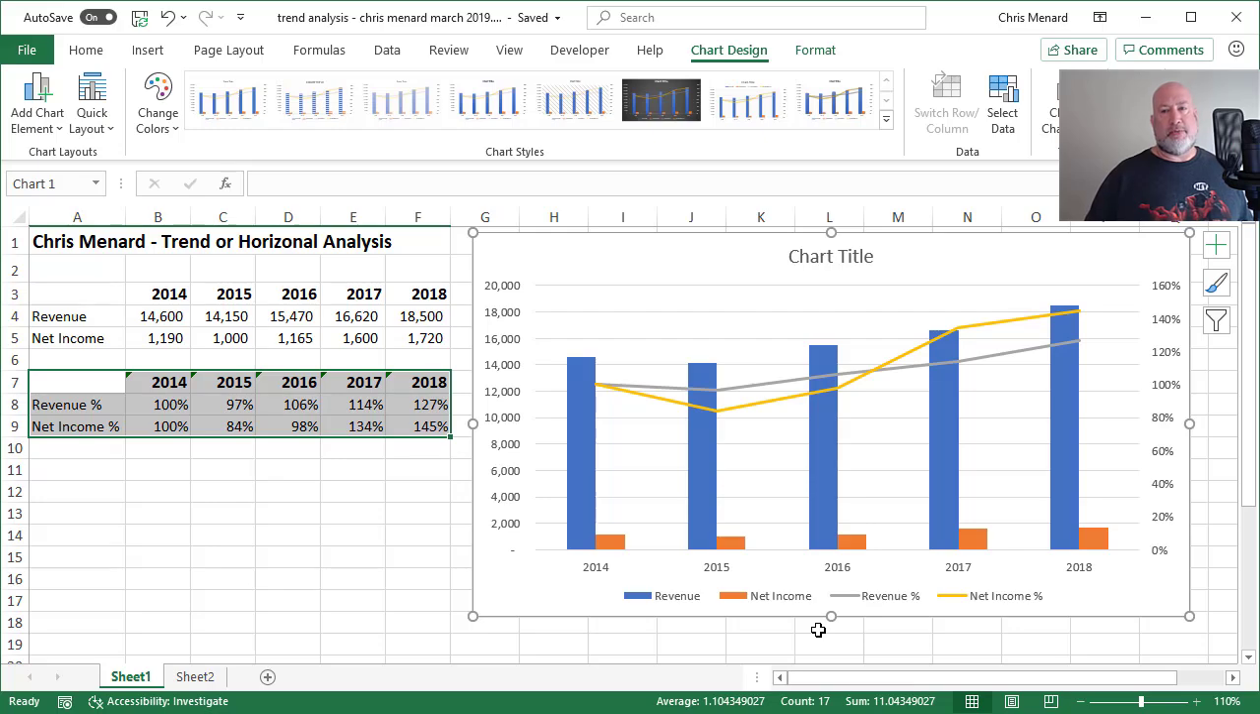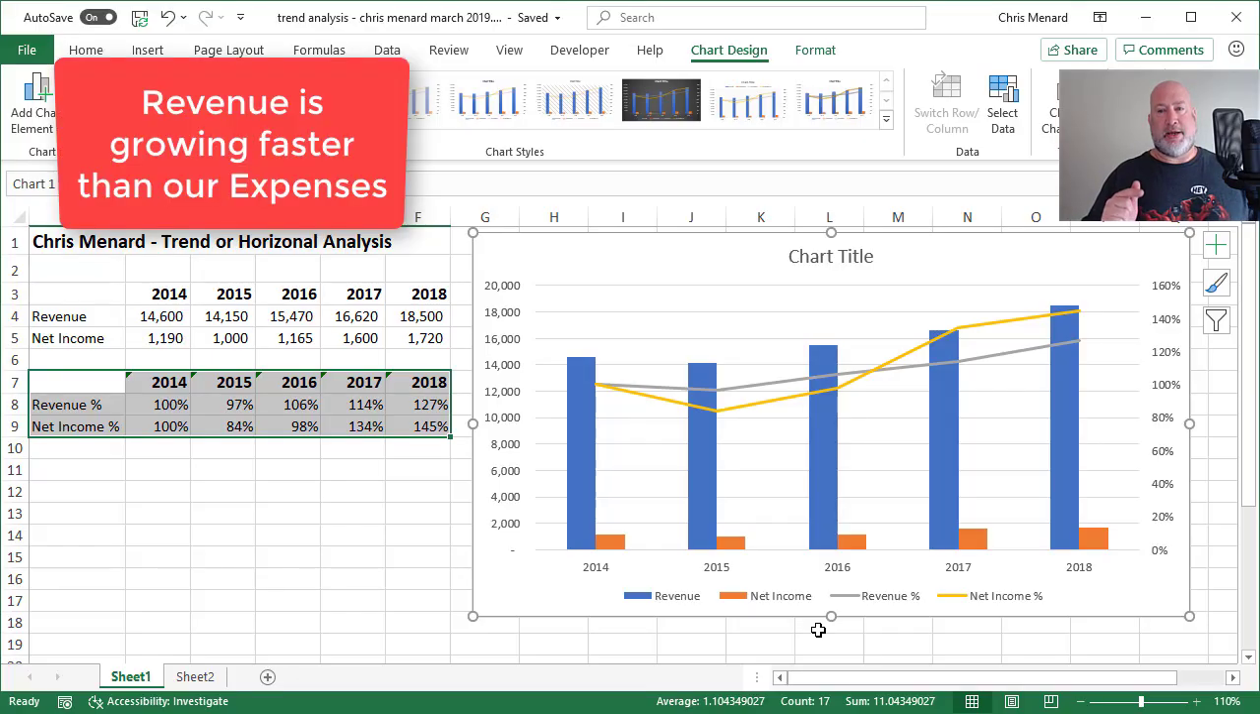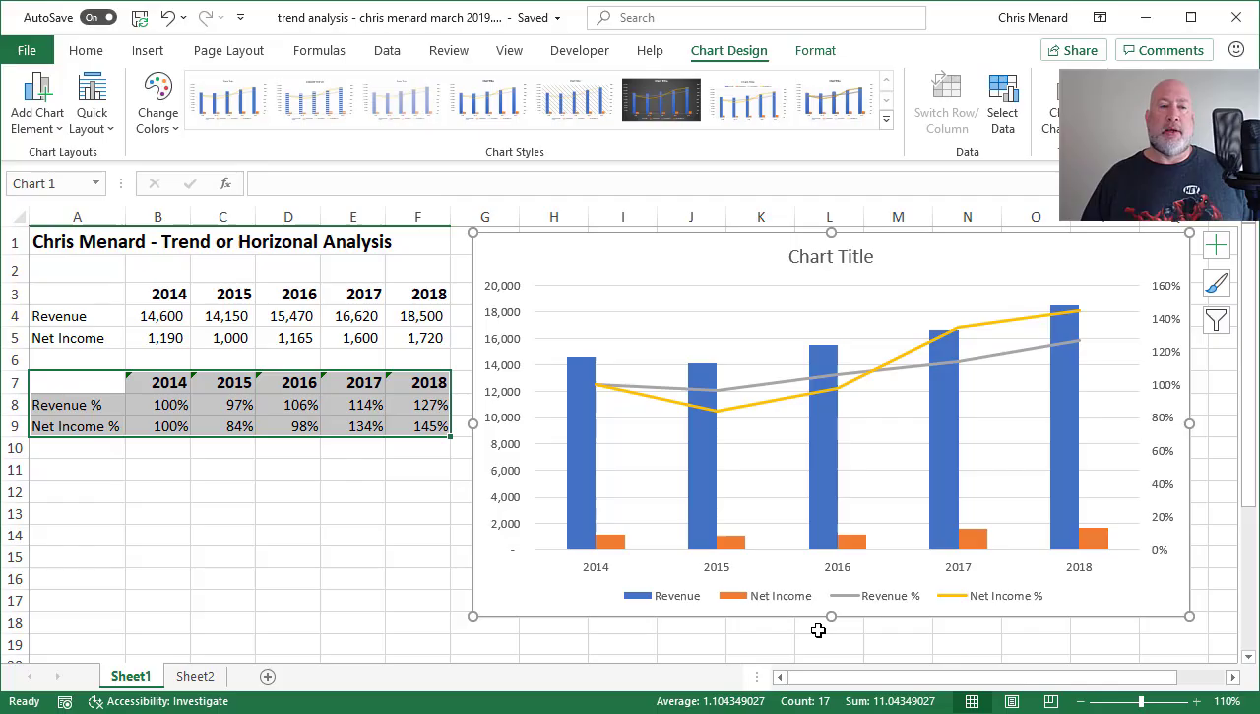So what we know from this is revenue went up over the 5-year period. Net income went up over the 5-year period. Our percentages prove that the net income went up faster than the revenue, which tells us that revenue is growing at a faster rate than our expenses are, because that's why our net income is up. Anyway, so that is horizontal or trend analysis.